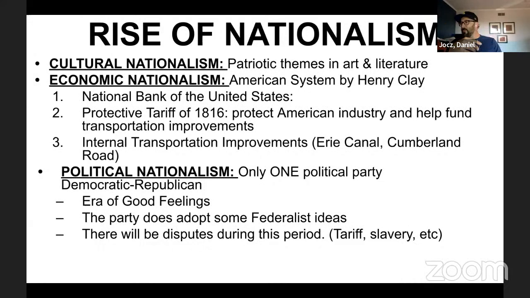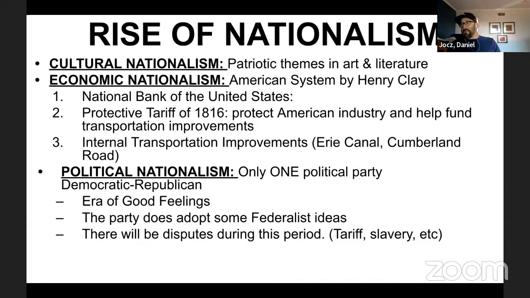So there will, though, be disputes during this time period. Even though it's called the era of good feelings, if this was a question about to what extent it was truly an era of good feelings, remember, there's still going to be tension over the protective tariff of 1816, over the issue of slavery in Missouri, over the funding of transportation improvements. So these are just some of the things that are going on as Jackson is about to take office.